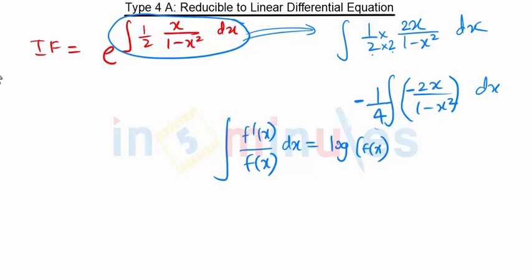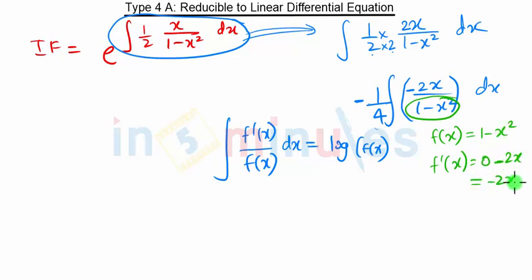So in this case, if you see, 1 minus x square is our f of x. So you have to do the adjustment so that this part will satisfy this property. So f of x is 1 minus x square. What is f dash of x? Derivative of 1 is 0 and derivative of x square is 2x. So it is nothing but minus 2x.